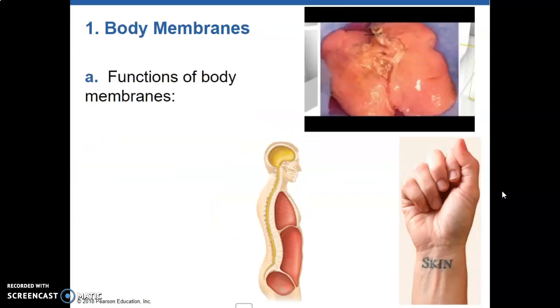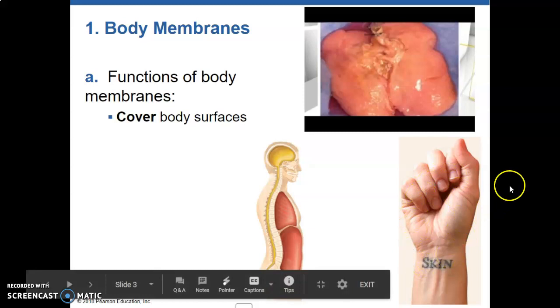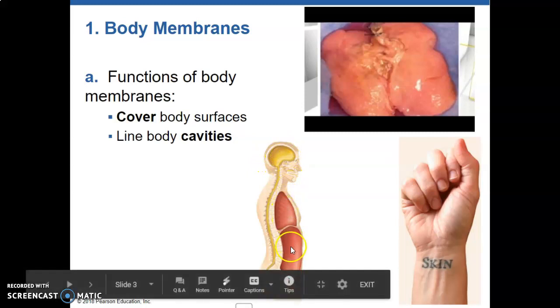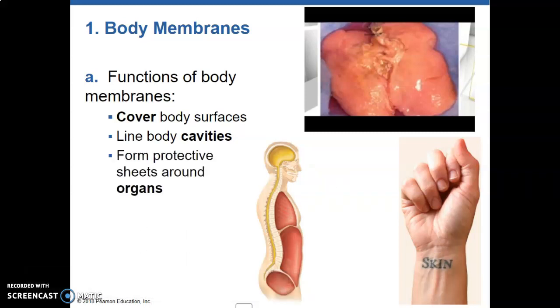Functions of body membranes. These are the three functions of body membranes. Body membranes cover surfaces, like the skin. Body membranes line cavities, like maybe the cranial cavity, thoracic cavity, abdominal cavity. We learned about the different cavities in the body in the last unit. And membranes also form protective sheets around organs. Okay, there would be an outer membrane around this organ right here that protects that organ.